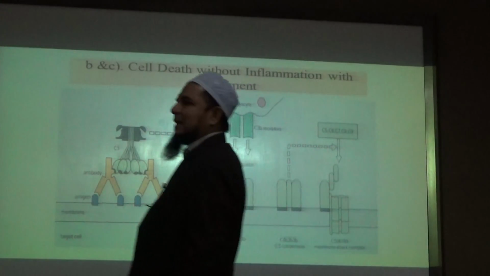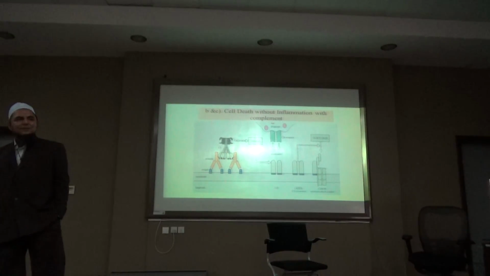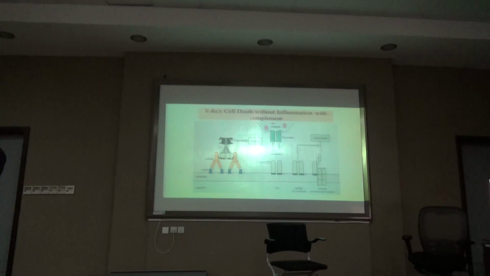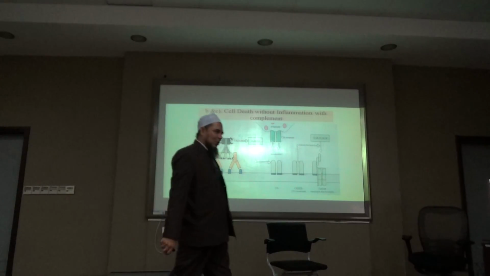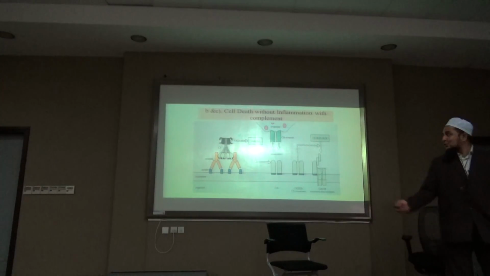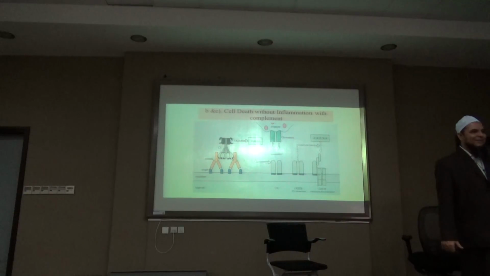Complement can be attached to macrophage cells, phagocytic cells, true. Complement can cause opsonization, true or false? True. Complement C1q, r and s are attached, q attached to the antibody.